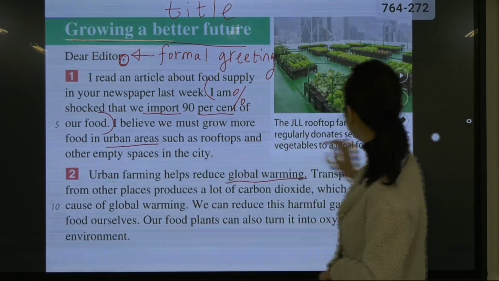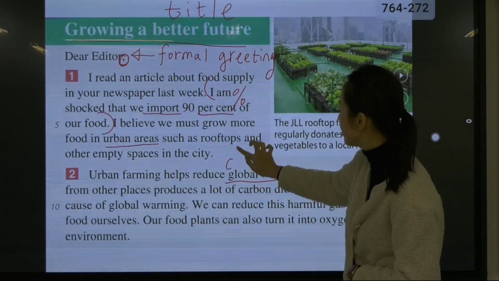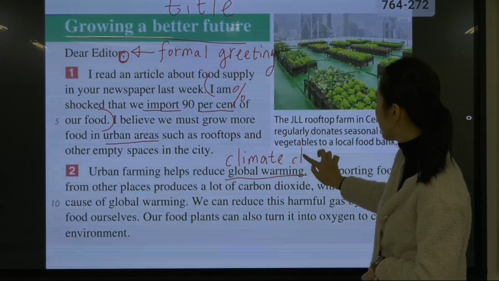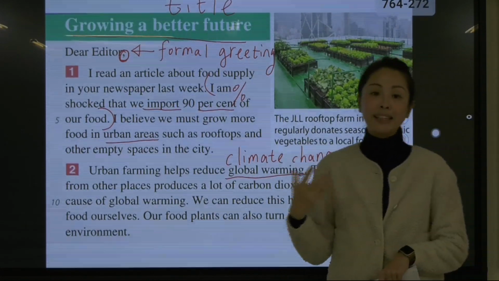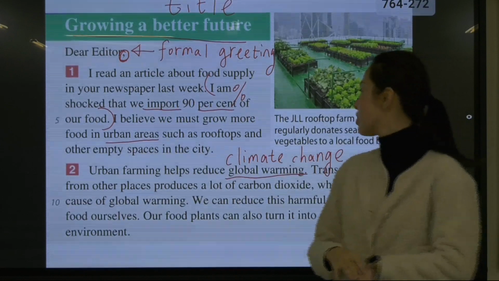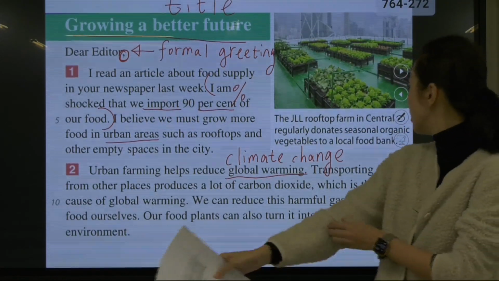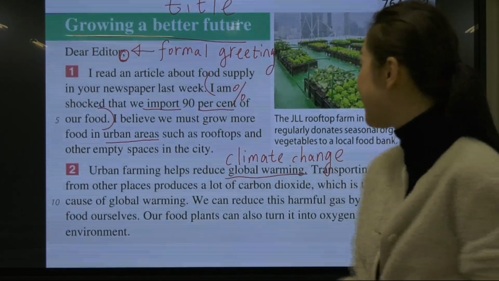And another word very related to this word is called climate change. Okay, write down this word as well. Climate, 氣候, climate change. So urban farming reduces global warming. So here, let's look at the sentence.